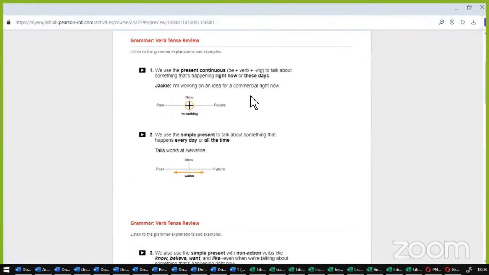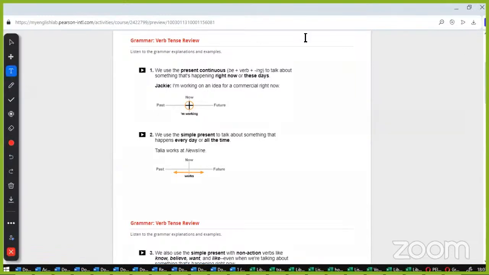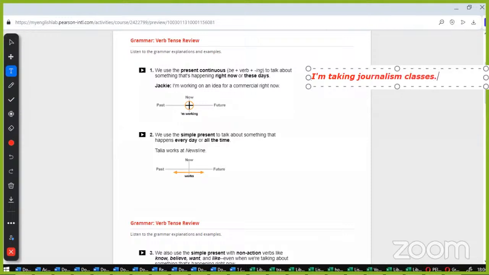Number 1. Okay, so first of all, we use the present continuous to talk about things that are happening right now or this day. Like, I'm taking TOEFL, or I'm taking journalism classes this week, let's say, or I'm having lunch. This would be like right now, of course.